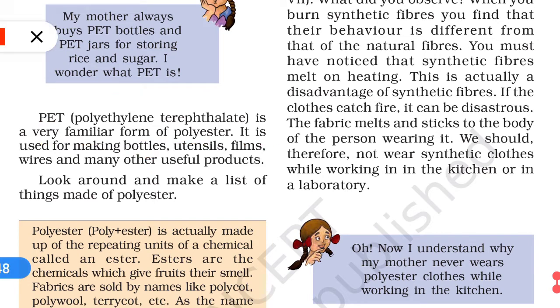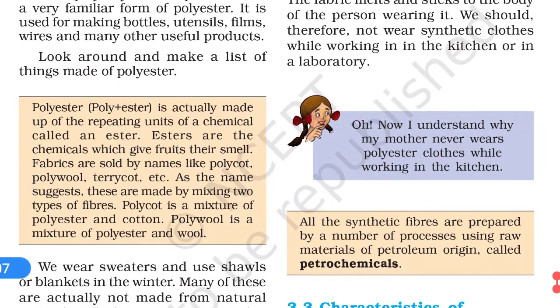You can see bottles, utensils, films, wires, and many other useful products. Generally we use water bottles which are made up of polyester. We use bottles and jars of PET, that is polyethylene terephthalate. So you can make a list of many items which are made up of polyester. Okay, so terylene and PET, these are two very important examples of polyester.